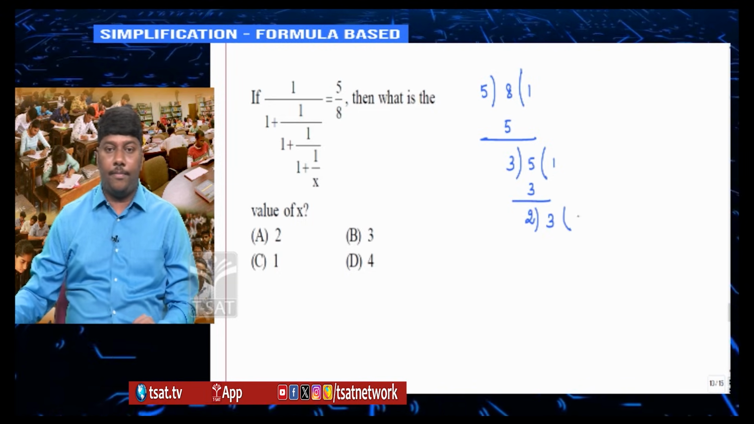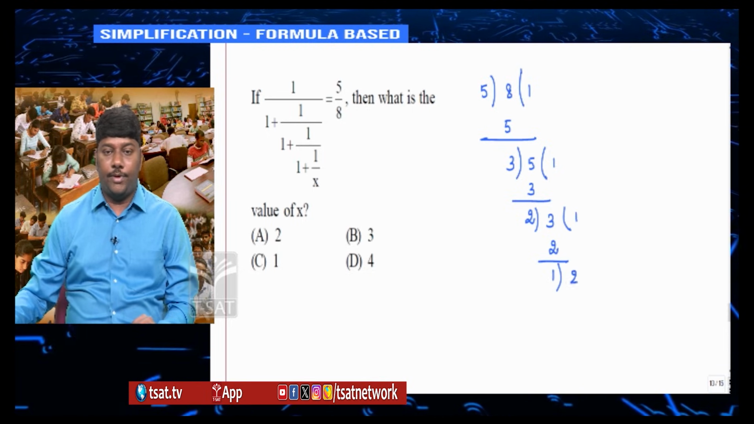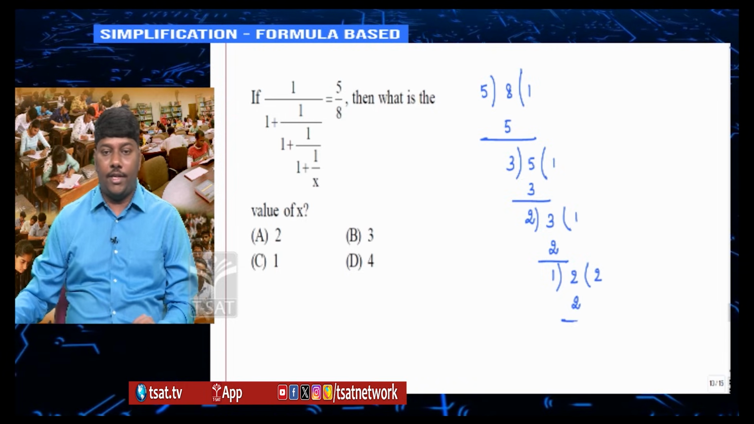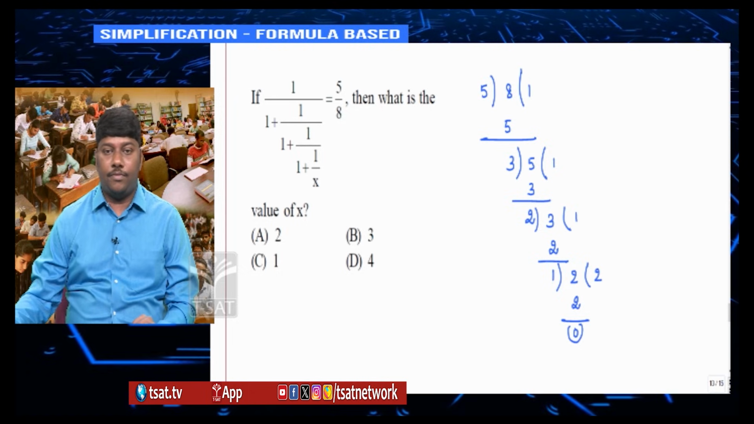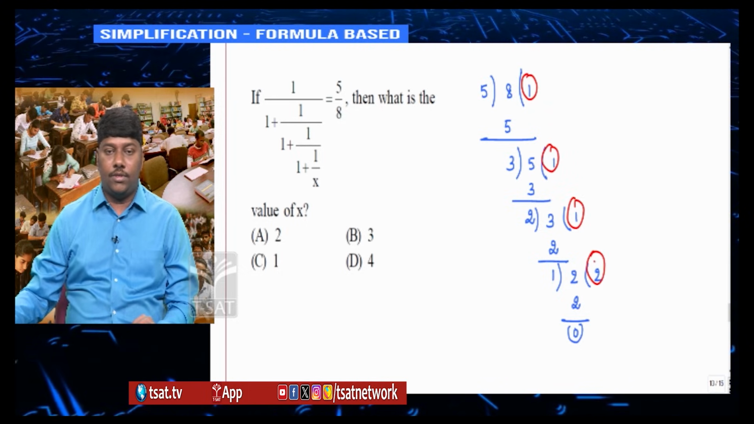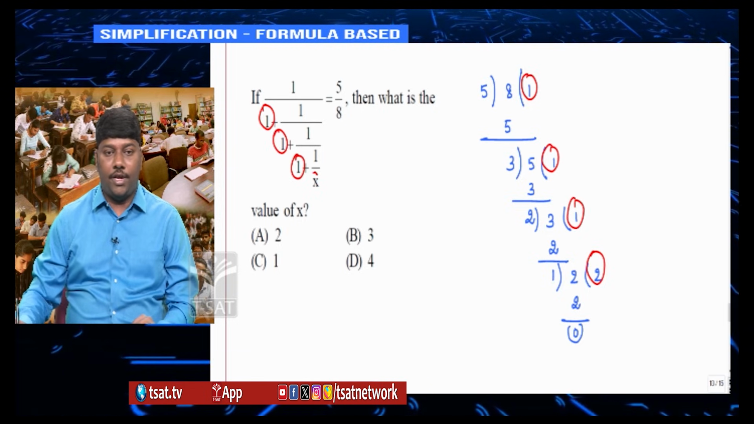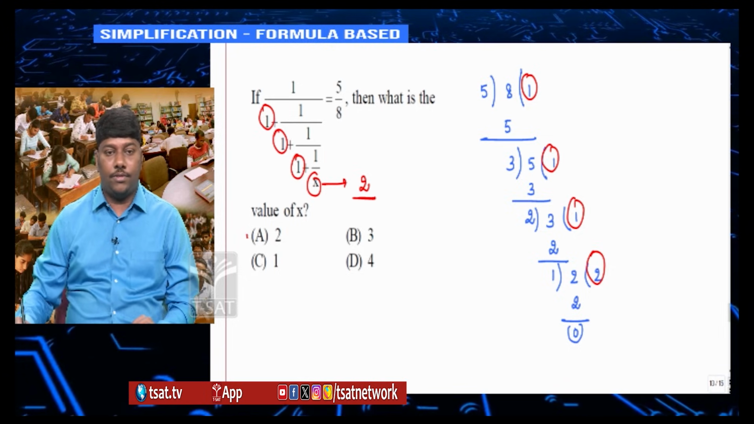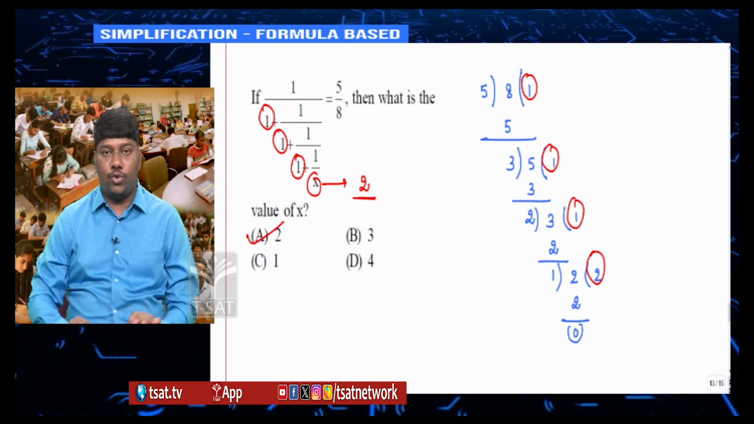3 becomes the dividend. Remainder is 1. 2 becomes the dividend. Finally, 1 2s are 2. Remainder is 0, so we can stop here. Look at the quotients. Quotients are 1, 1, 1, 2. So it should be equal to 1, 1, 1 and x must be 2 here. So the value of x is 2. So answer is option A, x is equals to 2.